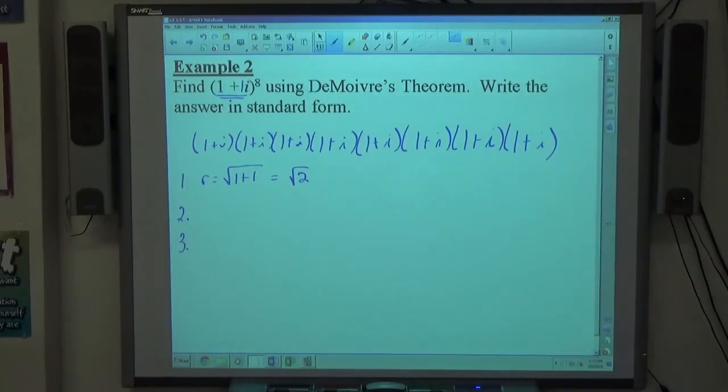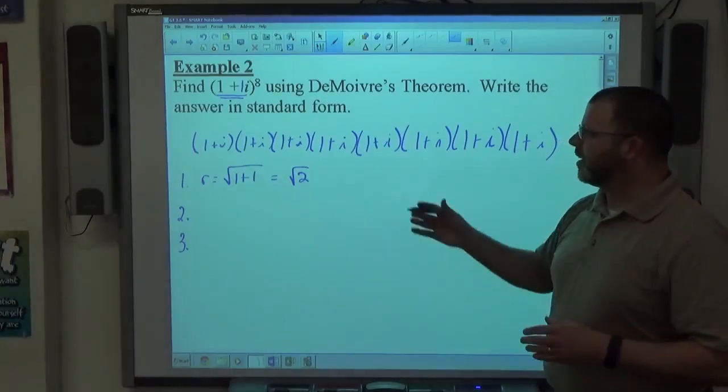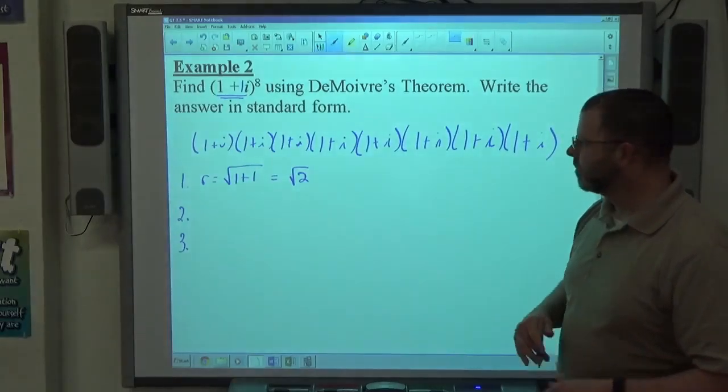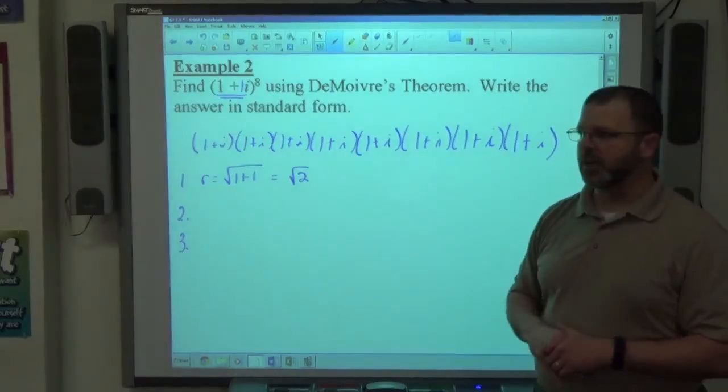And go ahead and leave radicals as radicals. Don't approximate the square root of 2, just leave it as the square root of 2. We're raising things to a power, so sometimes the radicals disappear in the process of working it out. And if they don't, they're still not that hard to evaluate.